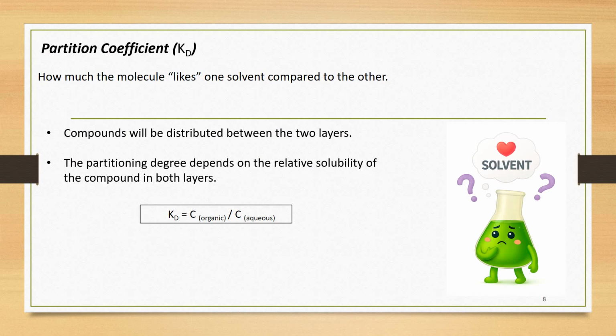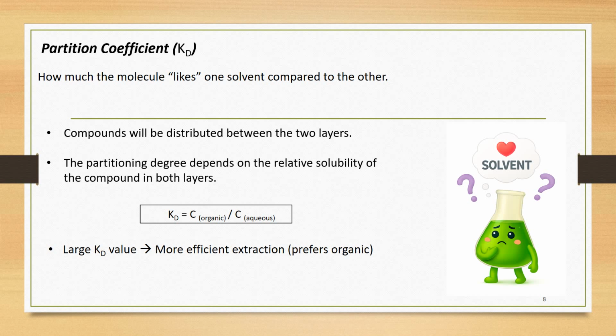divided by its concentration in the aqueous layer. So KD is C organic, concentration in organic divided by concentration in aqueous. So a big KD means? A big KD means the compound strongly prefers the organic layer. It will move over there very effectively. Which means your extraction will be much more efficient. You'll pull more out with each try.